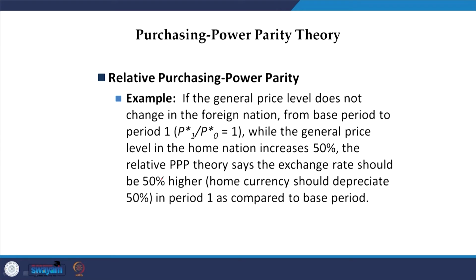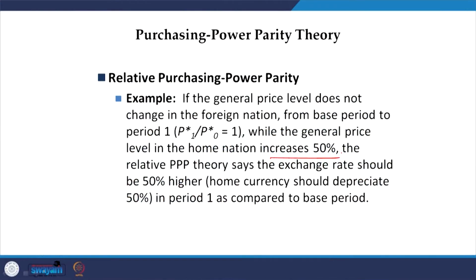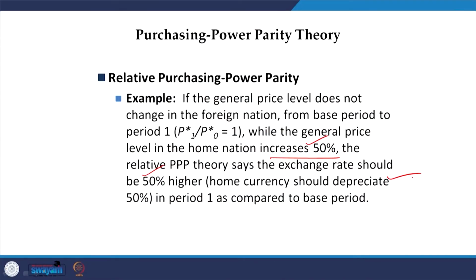Now, coming to the purchasing power parity once again with some example, if the general price level does not change in the foreign nation from base period to period 1, then the ratio would be 1, while the general price level in the home nation increases 50%. Suppose in the numerator the value increases by 50%. The relative PPP theory says that the exchange rate should be 50% higher. In the denominator there is no change in the relative prices and their ratio. In terms of PPP theory, the real exchange rate or relative exchange rate will increase by 50%. That means the home currency should depreciate. So, when it is rising, the home currency depreciates by 50% in period 1 as compared to the base period.